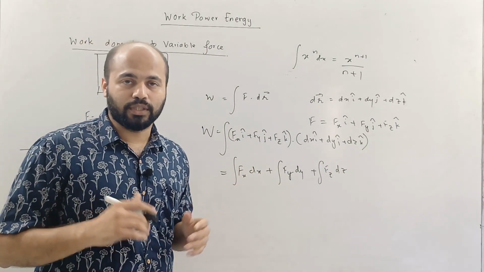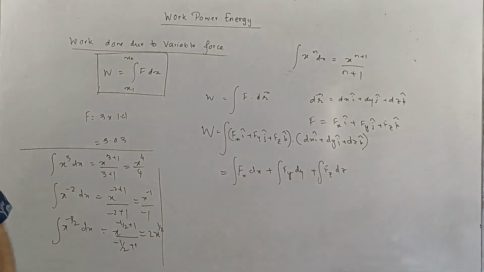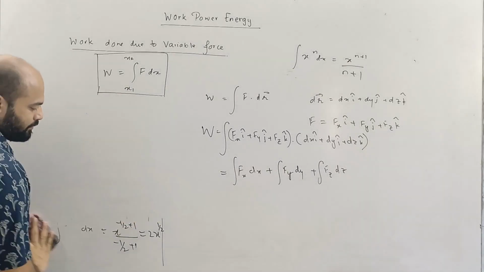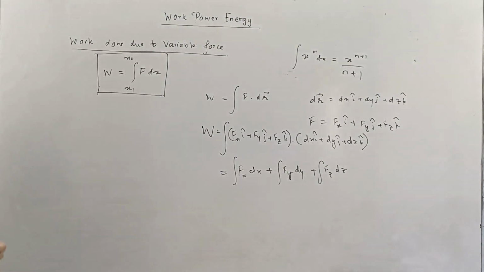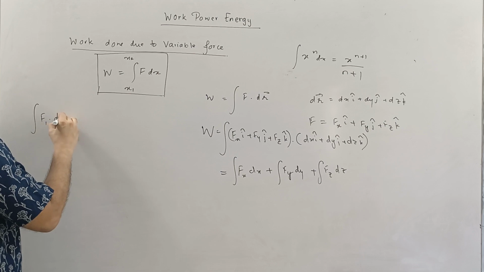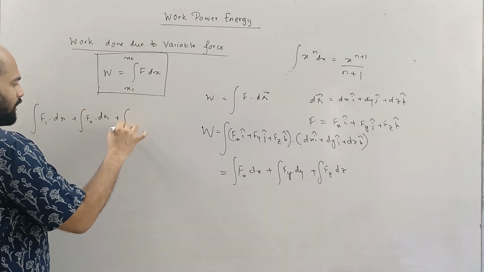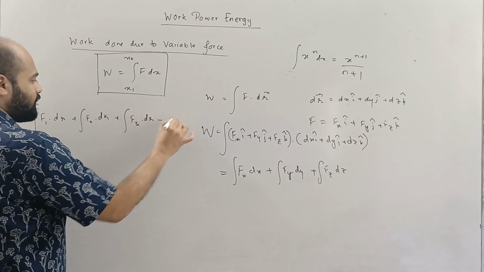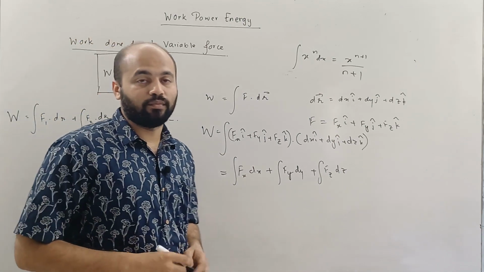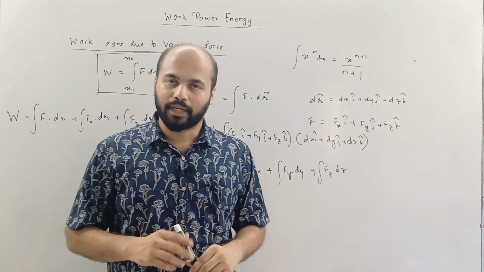Similarly, we can have a situation wherein more than one force is acting at a particular point, and then I'll be saying that the summation of all the forces, I can also write this as F1 dr plus F2 dr plus F3 dr and so on, would be giving me the net work done. So that is the process to find the work done in terms of variable force. Let us take a few examples to get a better understanding of this.